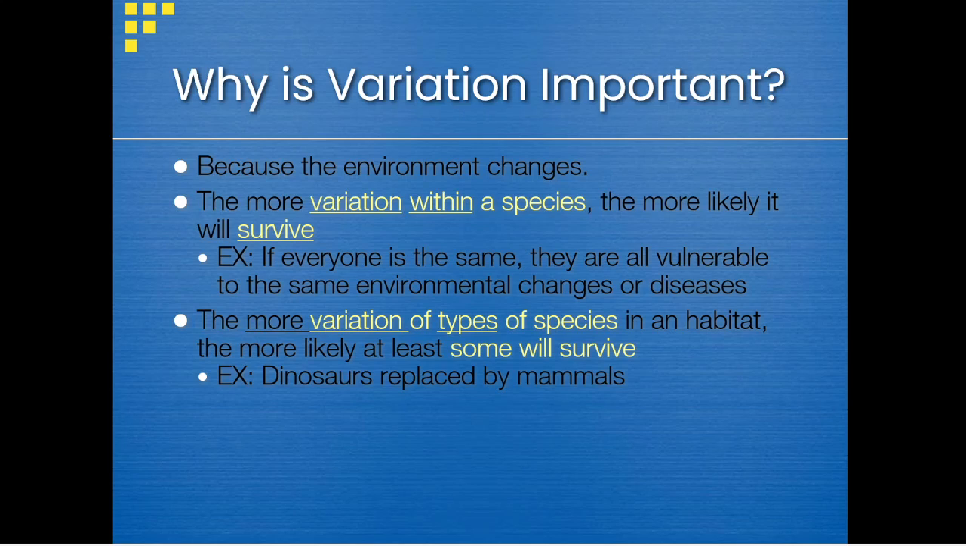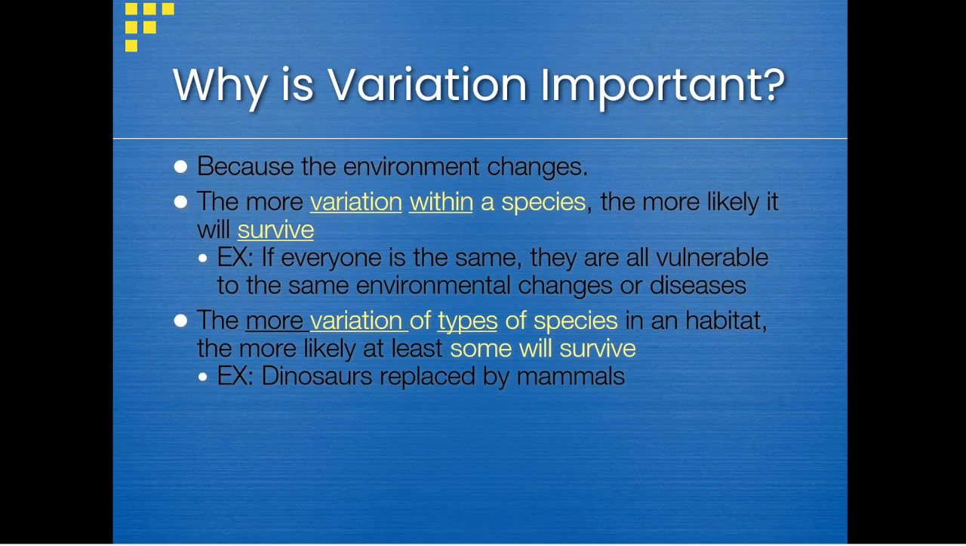If it doesn't have a lot of variation or change, then what's going to happen is they're vulnerable and they die. Just like when we watched the superbugs, right? They had to have that variation or that gene present in their DNA to be able for it to come out as they went higher and higher into the antibiotics to become more resistant. So the more variation of types of species in a habitat, the more likely at least some will survive.